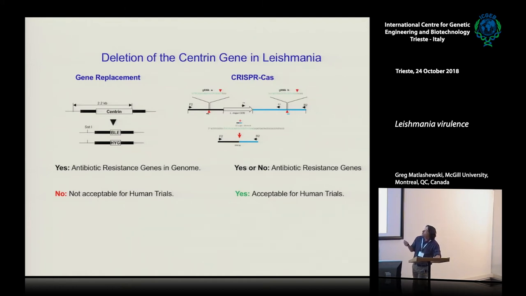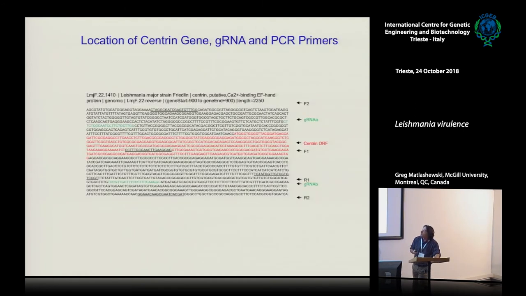So let me go into a little bit more detail about how this was done. This is the centrin gene here in red. This is the chromosome. In my laboratory we designed guide RNA targets, one here and one here. So the idea would be to go in, cut here and cut here, and just remove this piece of DNA from the genome without removing anything else and not putting in an antibiotic-resistant gene. Just remove that. So that was the plan.